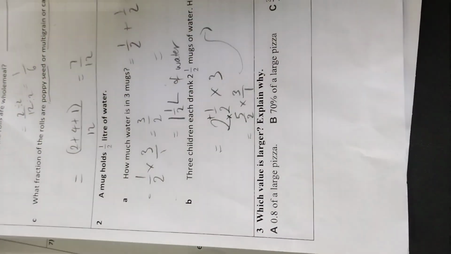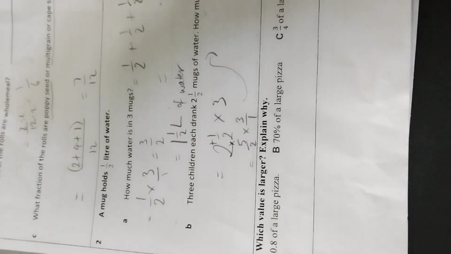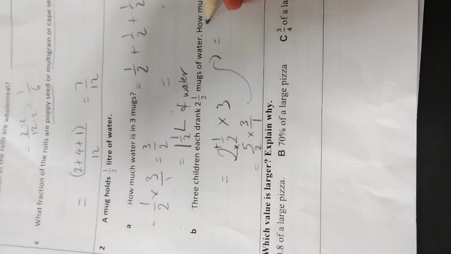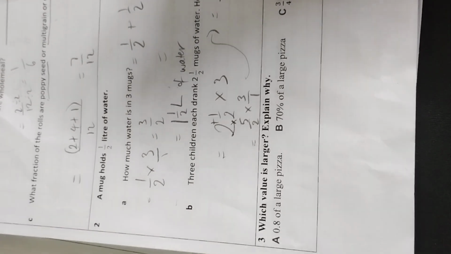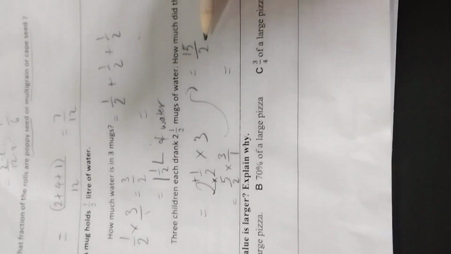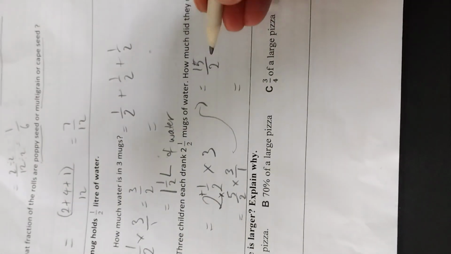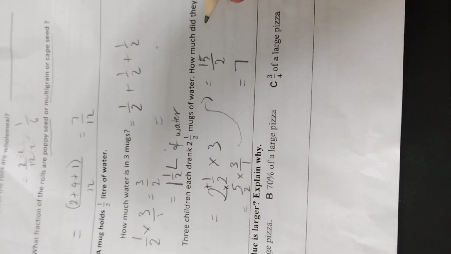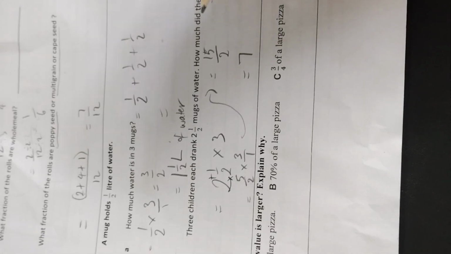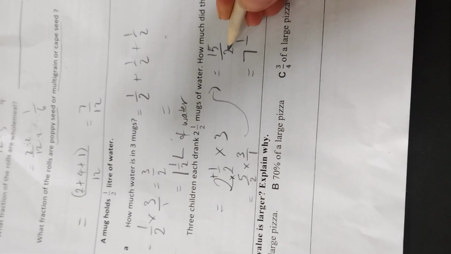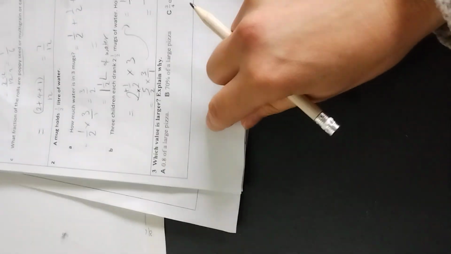I'll just continue it here. Now I can't simplify anything. So 5 times 3 is 15 and 2 times 1 is 2. I'll turn this into a mixed number. 2 into 15 can go 7 times because 2 times 7 is 14. And then remainder 1, and we always keep the same denominator. So 7.5. And we can write litres, and that shows us how much water they drank.